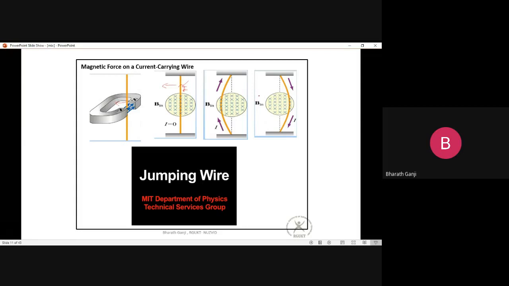If I send the current in this direction, you can see I is going in this direction, and B is pointing inwards. So if you do I cross B, you see the force will be in this direction. So the wire will be pulled out to the side.